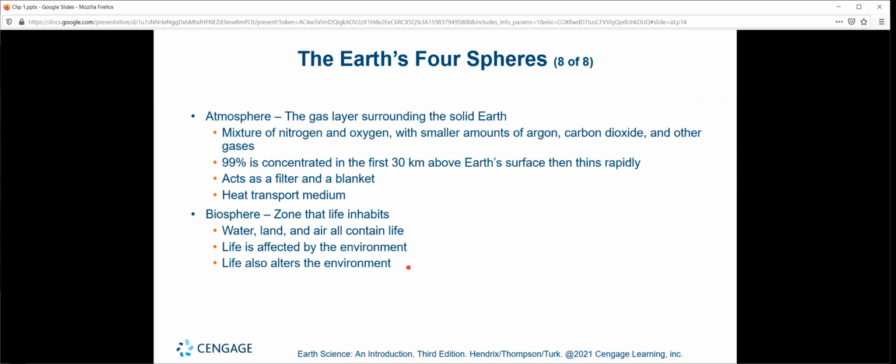99% of the atmosphere is concentrated within the first 30 kilometers above the surface of the Earth. Then it starts to thin very rapidly. This is due to gravity, right? The atmosphere is made up of molecules. Molecules have weight, so they are affected by gravity. They have a mass to them.